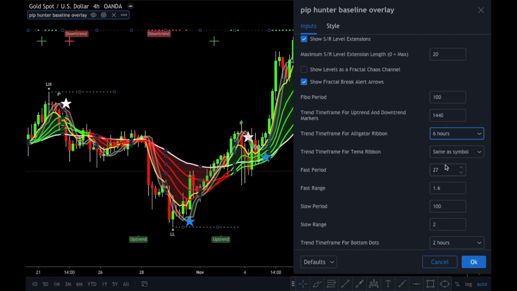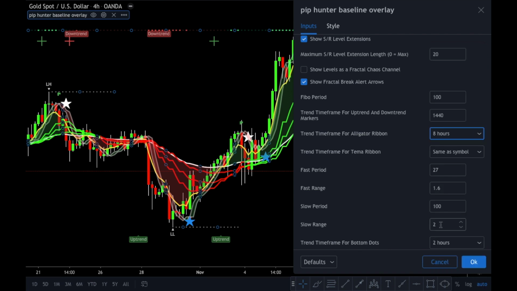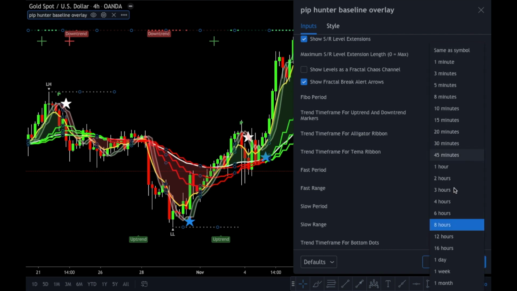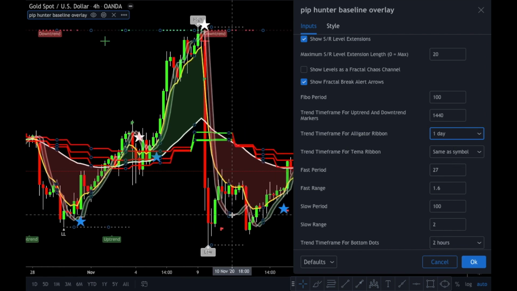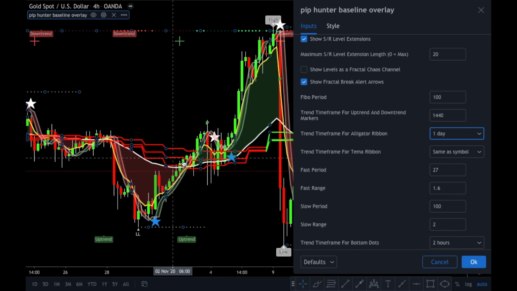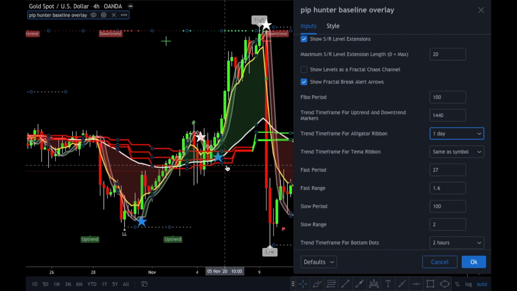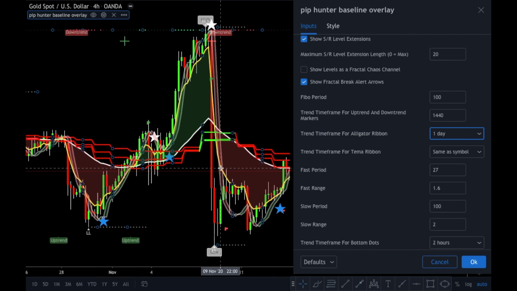So we can go to a 6-hour chart and we can see how a 6-hour alligator is looking. We can go to an 8-hour alligator if we want to. We can go to a 12-hour. If you notice, the alligator is changing basically. And it's telling us that the daily trend for the alligator is still bearish here. It's not yet bullish. Of course, you have to work with this depending on your time frame.